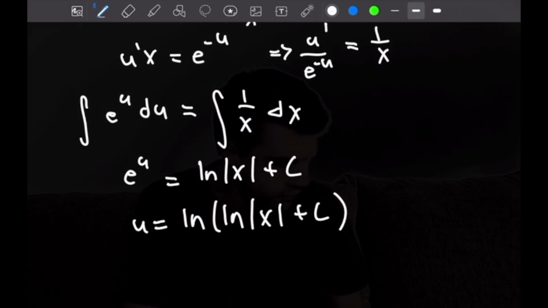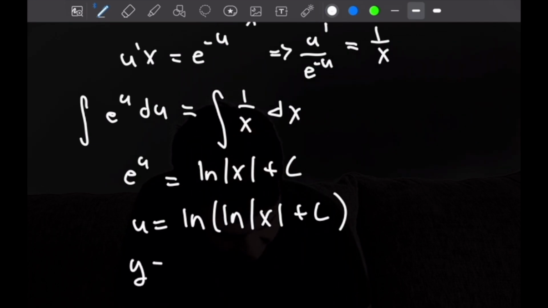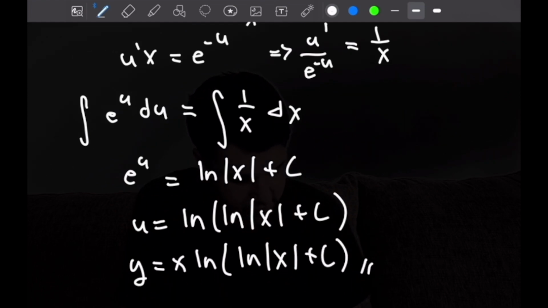And if you recall, our original substitution was that y is equal to u times x. So what we have to do is multiply this right-hand side by x to get our definition for y. We will have that y is equal to x times the natural log of the absolute value of x plus c as our final answer for this differential equation.